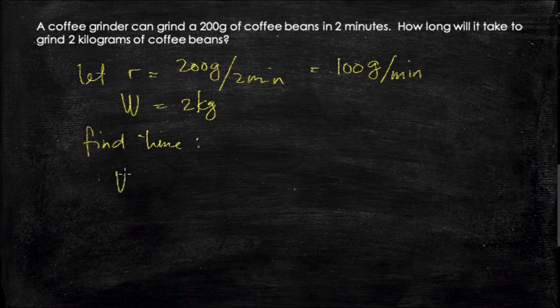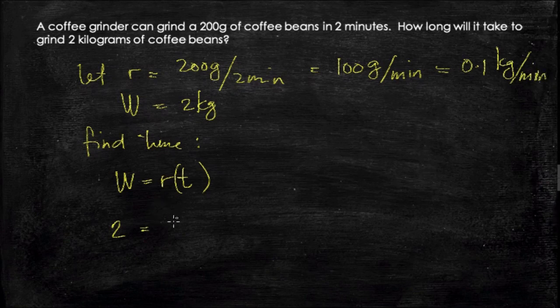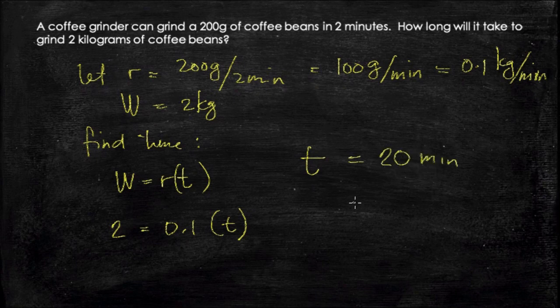So, W is equal to rate times time. We know that this is 2 kg equals rate, which is 100 grams. Ngayon, grams ito. Kilograms ito. So, we will change 100 gram is equal actually to 0.1 kg per minute. And we use 0.1 times time t. And t therefore equals 20 minutes. Okay?